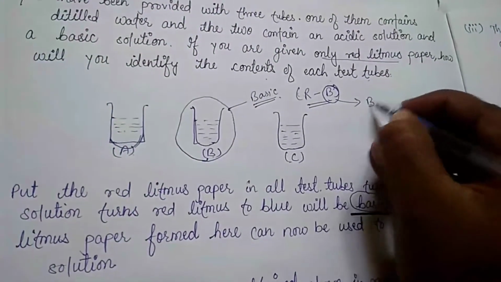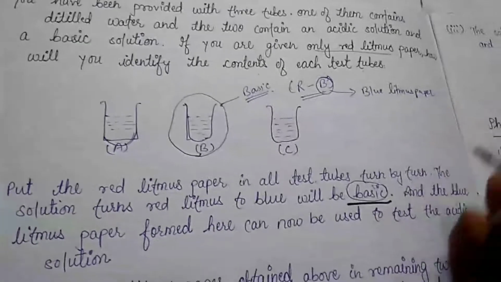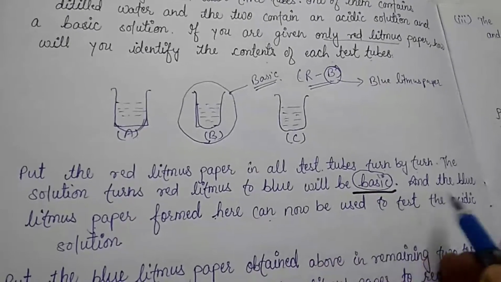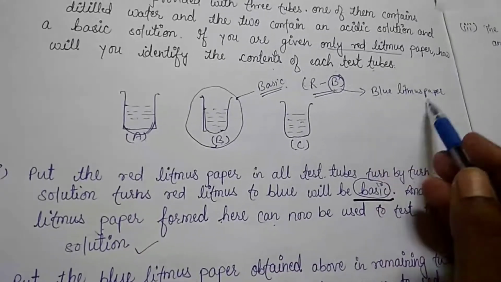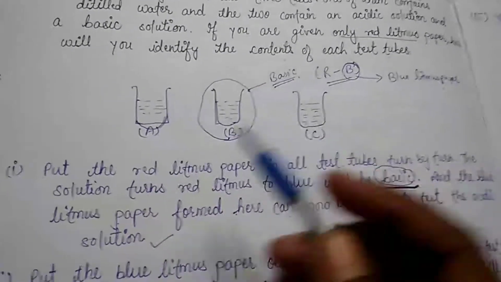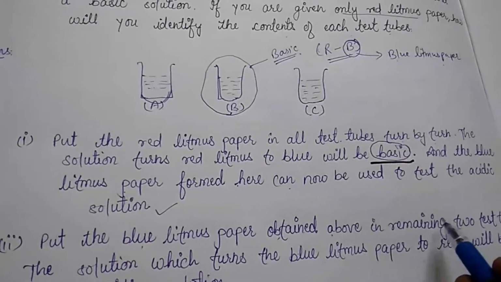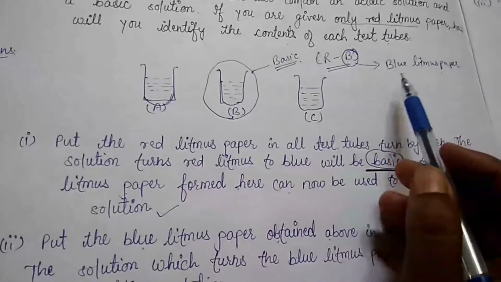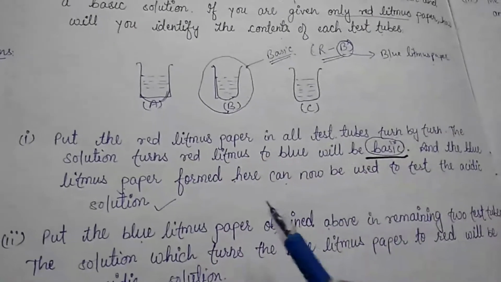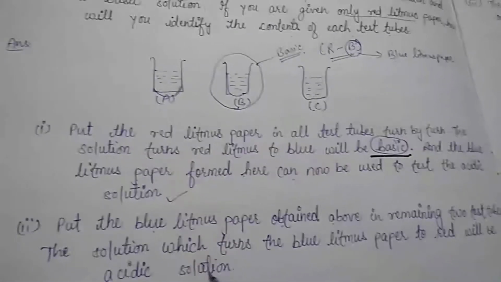Now we got blue litmus paper. Okay children, and the blue litmus paper formed here can now be used to test the acidic solution. Now we got the blue litmus paper, which is used to check whether the other two test tubes are acidic or distilled water. Now put the blue litmus paper obtained above in the remaining test tubes. Okay, now we will put this blue litmus paper in the other test tubes, A and C. If any of these change the color from blue litmus to red, that will be acidic solution.